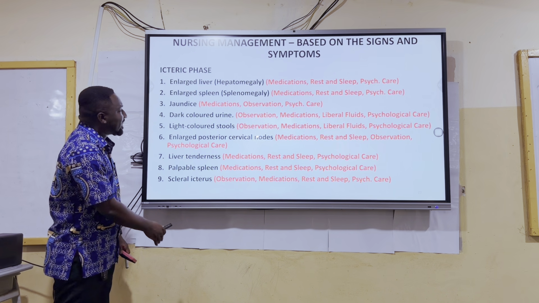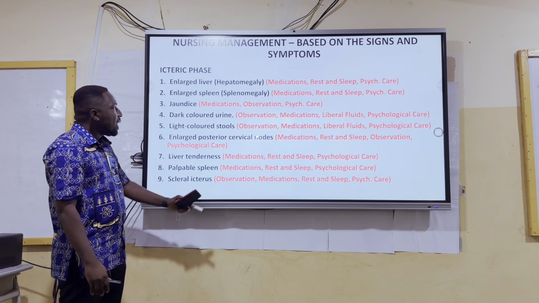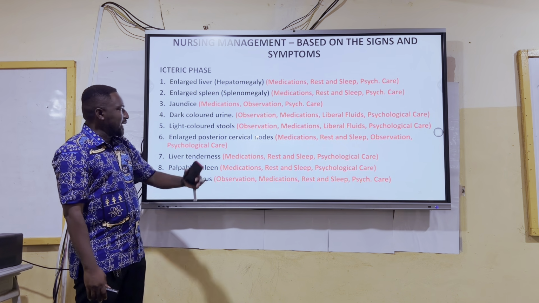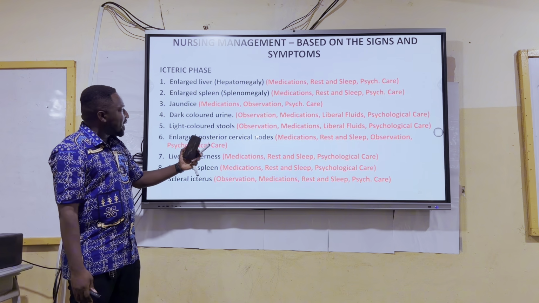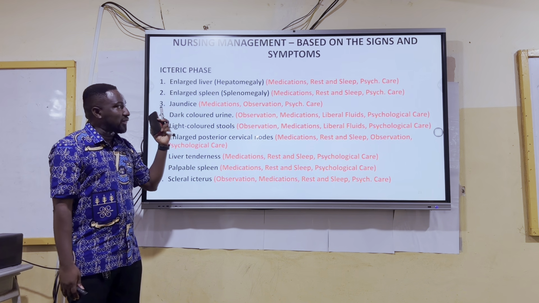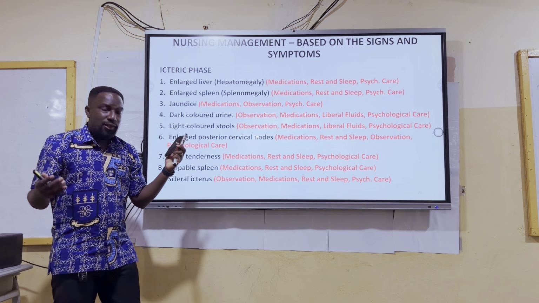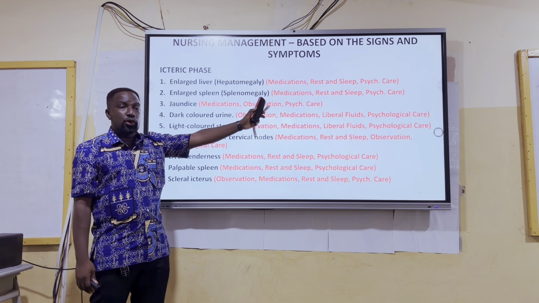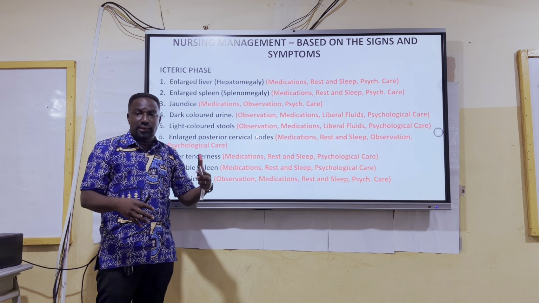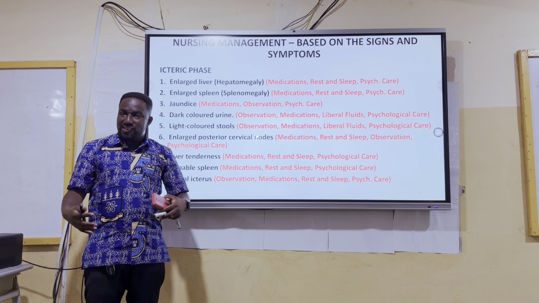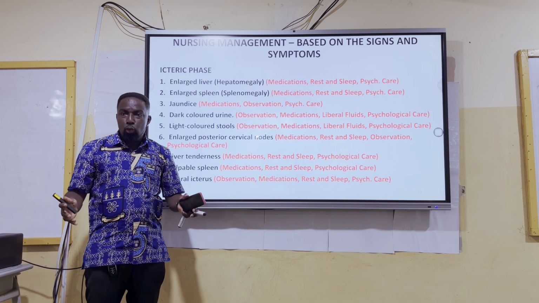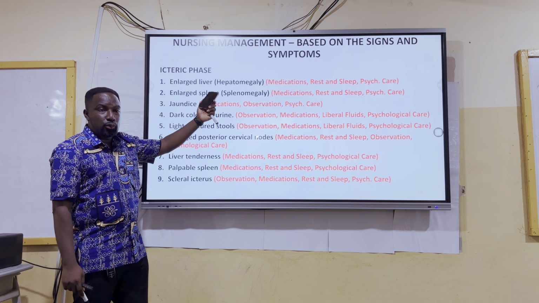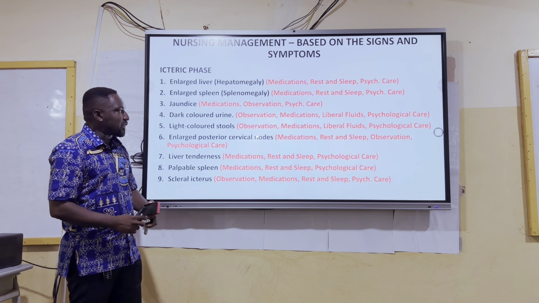Under the icteric phase, the patient is having an enlarged liver, an enlarged spleen, and the patient is also having jaundice. So of course, it can bring anxiety, right? So psychological care is very important. And then you also continue to give the prescribed medication. Once you give the antiviral medication, it is going to help in the recovery process of the patient, and that will help also reduce the enlargement of the liver.